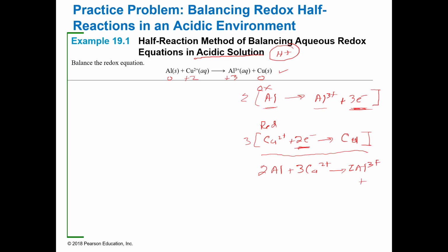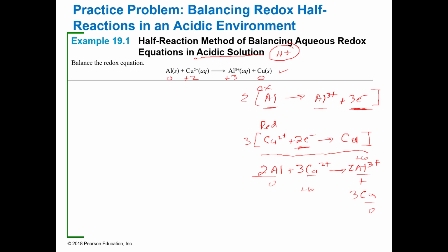plus 3 copper solids. Same number of copper on both sides, same number of aluminum on both sides. Total charge on the reactant side, this is 0. This is 2 positive. 3 times 2 positive is a positive 6 total. And then 2 times the 3 positive here for the aluminum is positive 6 because this is 0.